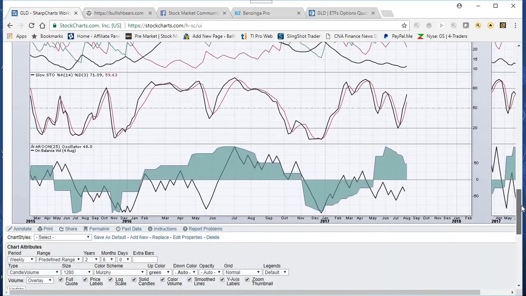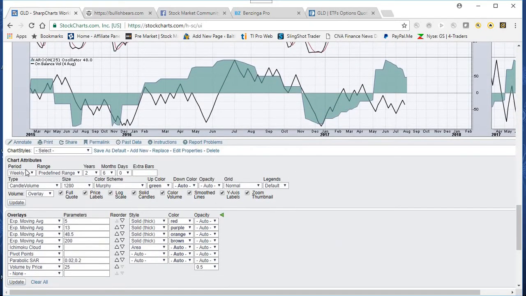All right. Let's look at the daily. Let's look at this daily chart over here, the 3 months.